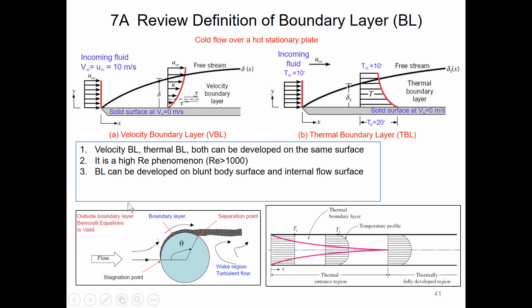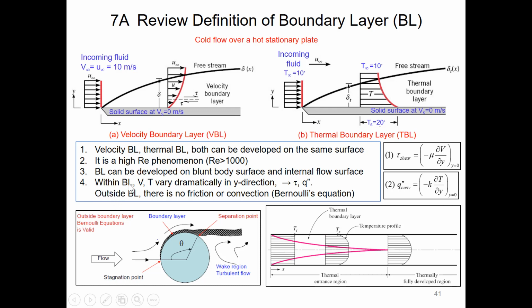Third, the boundary layer can not only be developed on the surface of slender bodies, but also on the surface of blunt bodies and on the internal flow surface.